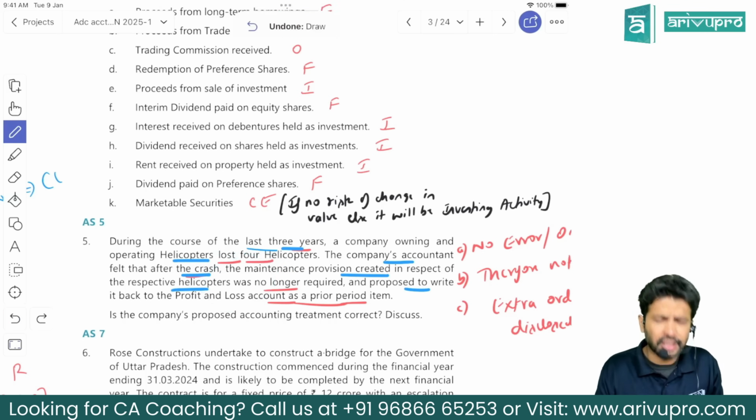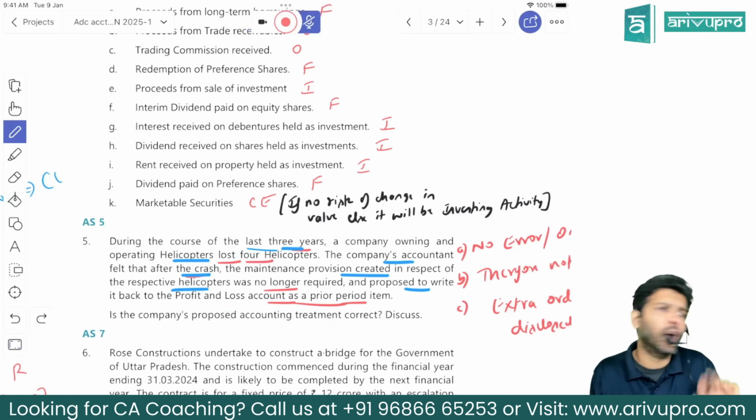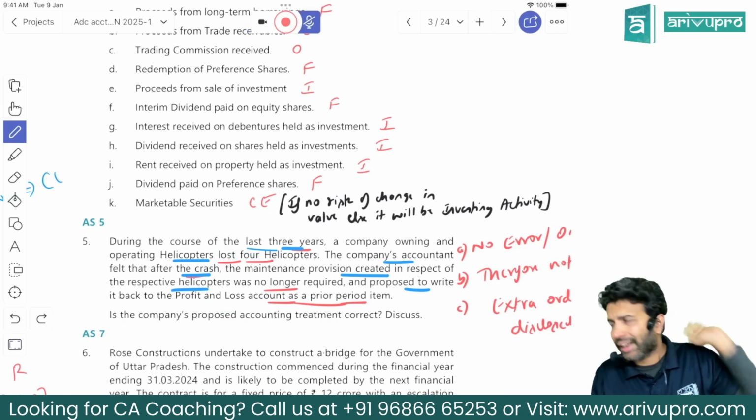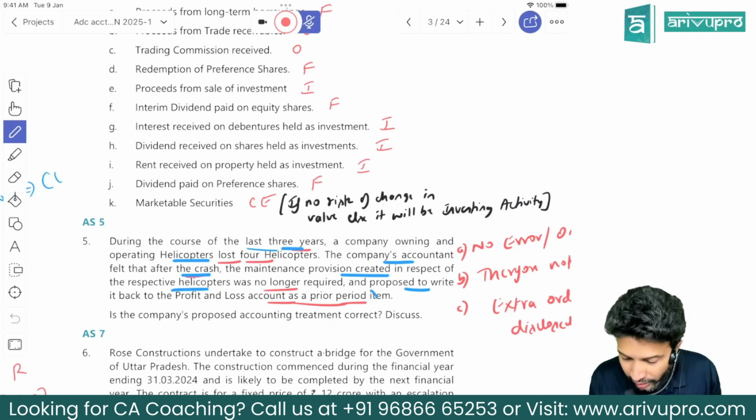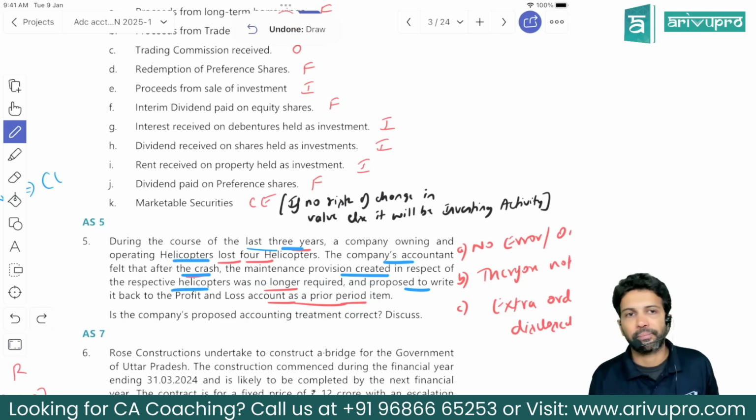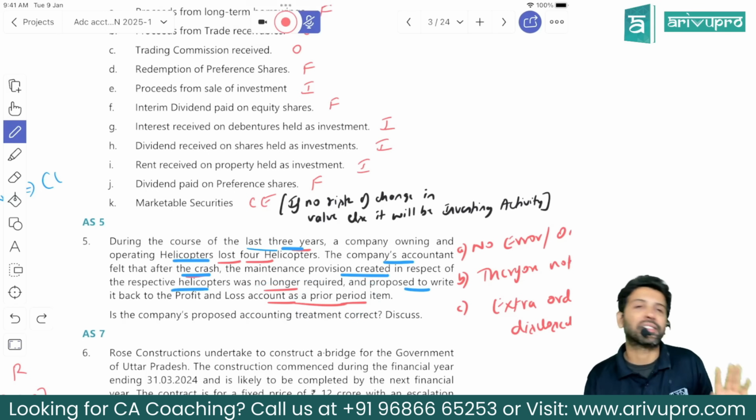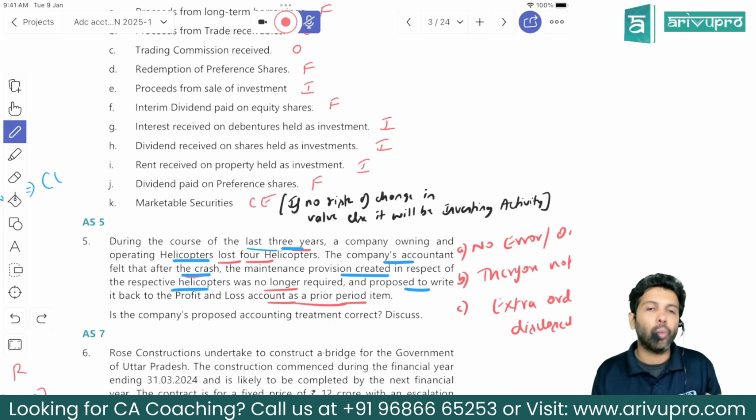Now the accountant is saying that the helicopter itself is not there. So is provision required? No. So he is saying I will write back that provision. Whatever provision is there, I will reverse and treat it as what? Prior period item. Okay, is this acceptable? Is what they're asking. Can we do this? No. Why?